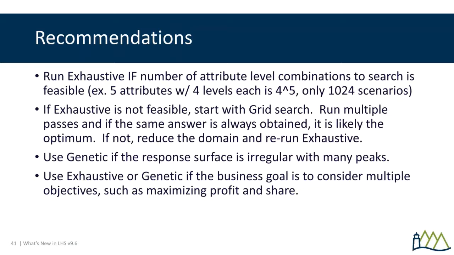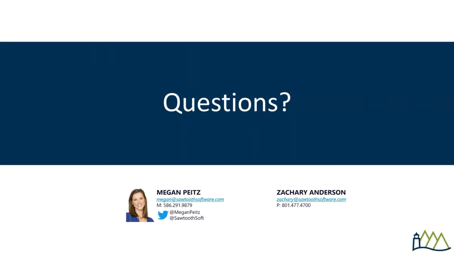After that, we would say, if you aren't getting the same answer from the grid search, then you really want to use the genetic search. And if the business goal is to consider multiple objectives, so what I had showed you was only searching on share of preference, but I mentioned you could also search based on revenue or cost, you can use the exhaustive or the genetic search algorithms to search on multiple objectives, such as maximizing both profit and share. So that's a really powerful tool as well. So that is all that I have about the search options in 9.6.